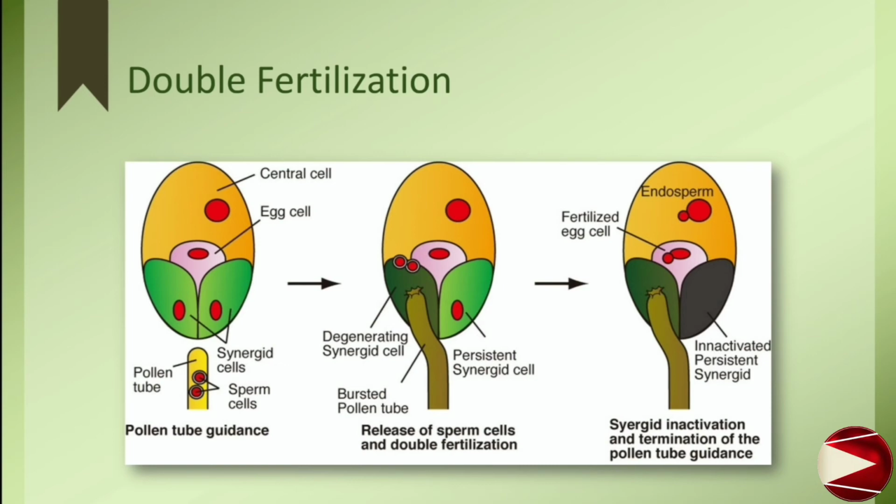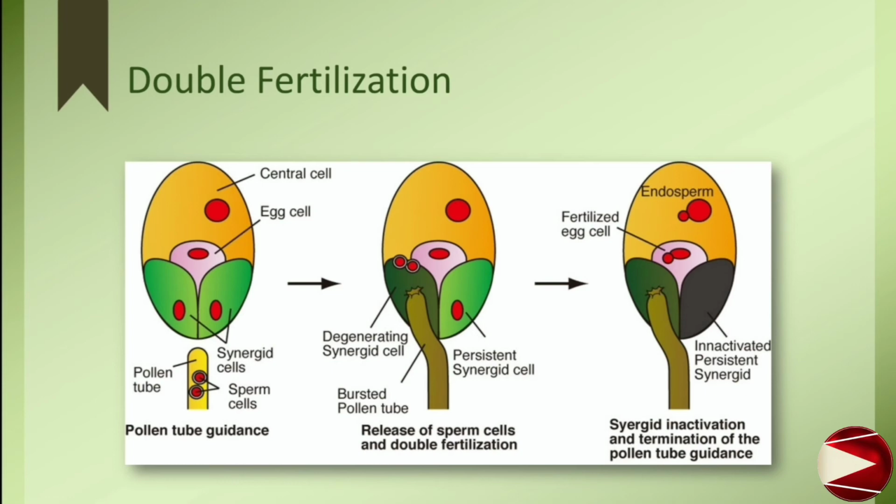Double fertilization. Here, a diagram of the embryo sac and the progressing pollen tube is given. Just observe how the pollen tube is progressing within the embryo sac and how two male gametes are released, and how these male gametes fuse with their respective cells.